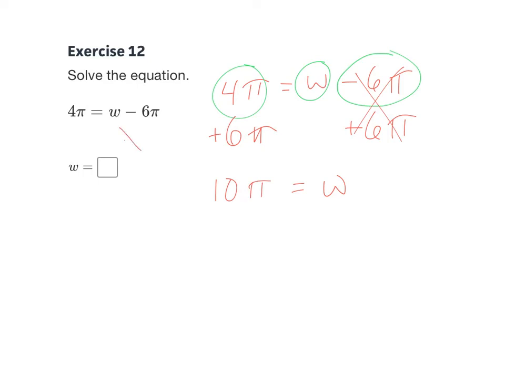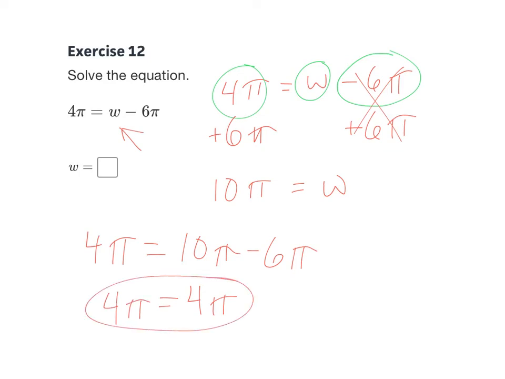Let's check it. We would have 4 pi is equal to 10 pi minus 6 pi. 10 pi minus 6 pi is 4 pi. I get 4 pi is equal to 4 pi.